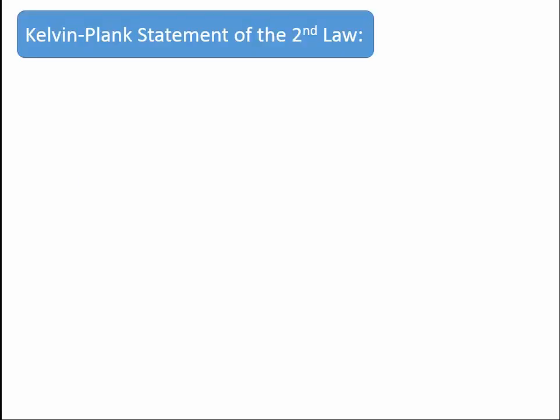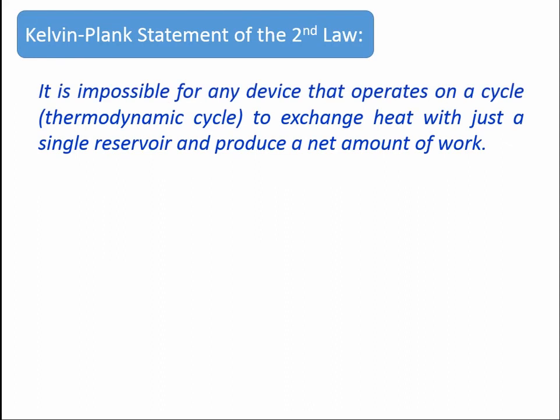The Kelvin-Planck statement is concerned with heat engines and the performance constraint of heat engines. It says it is impossible for any device that operates on a cycle, meaning a thermodynamic cycle, to exchange heat with just a single reservoir and produce a net amount of work. This is a very important statement of the second law, which tells us why the efficiency of a heat engine cannot reach 100%.